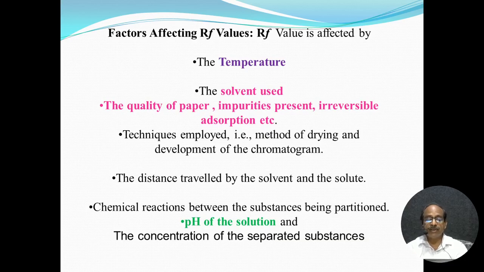Also important is the quality of the paper. Quality of the paper means your paper contains water between the cellulose fibres, and only with 100% pure paper do you get good Rf results in paper chromatography. If impurities or reversible adsorption are present, that does not help the Rf values. The distance traveled by the solvent and the solution, chemical reactions between the substances, the partition, the pH of the solution, and the concentration of the separated substance also affect the Rf value.